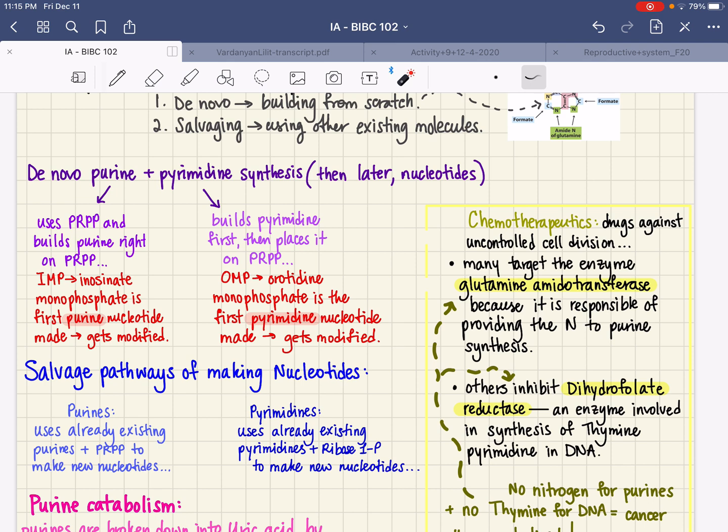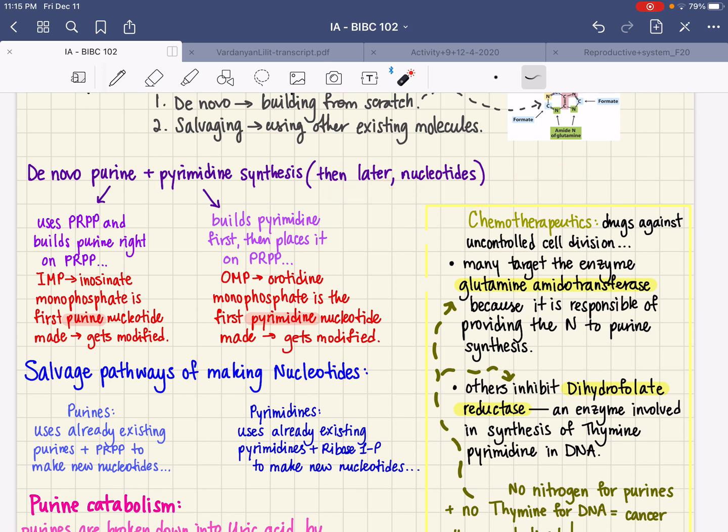Okay, pyrimidine synthesis does not happen the same way as purine does. It does not build right upon PRPP. It builds over yonder, right? That's the example that Professor Hampton said. So yonder means over there.